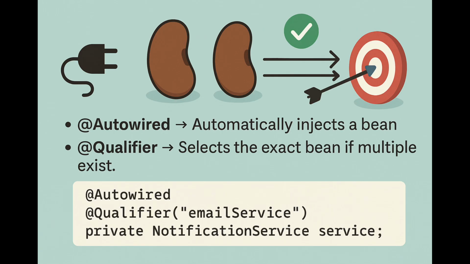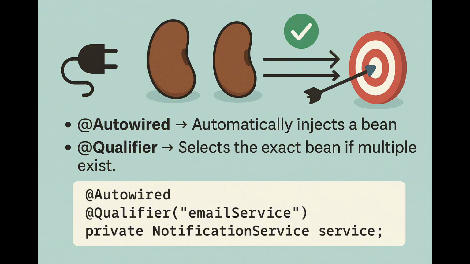Autowired and Qualifier. When there are multiple beans of the same type, Spring might get confused about which one to inject. That's where @Autowired and @Qualifier come in. Autowired tells Spring to inject the bean, and Qualifier helps specify exactly which bean we want. For example, we might pick EmailService out of multiple notification services.